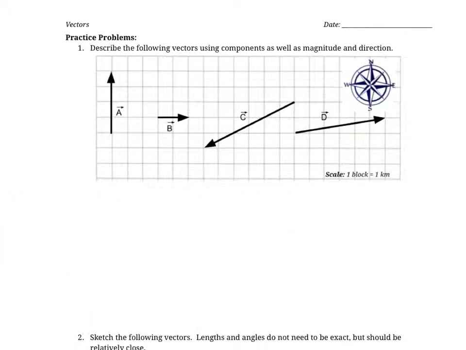So going back to 2 dimensions here, let's do some practice. How can we describe these vectors using magnitude and direction as well as components? Or we should call that matrix notation. We'll call it matrix notation. We will refer to those parts, the x part and the y part, as components, which is why it's called components as well. But let's not worry about that right now.